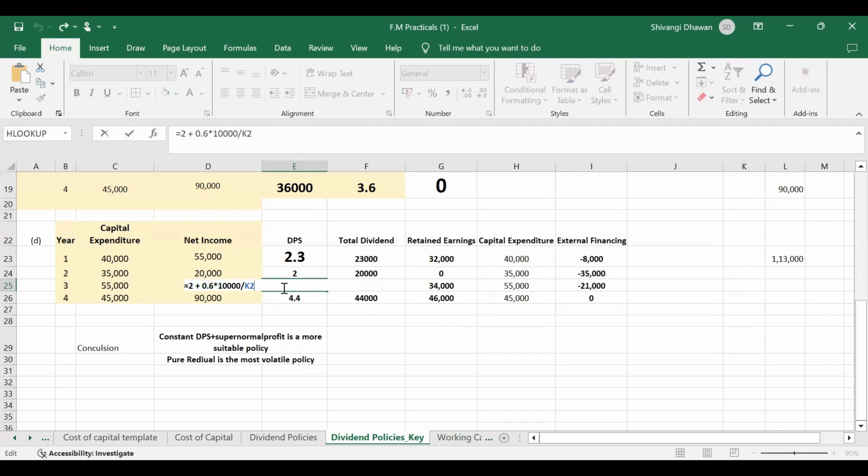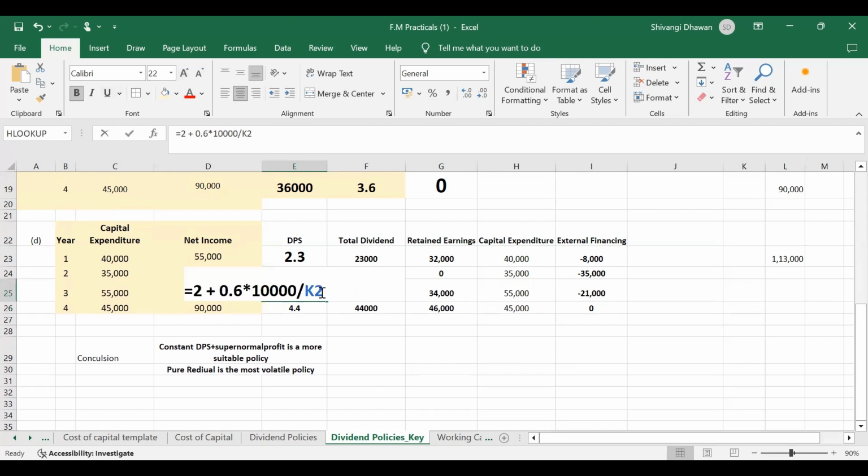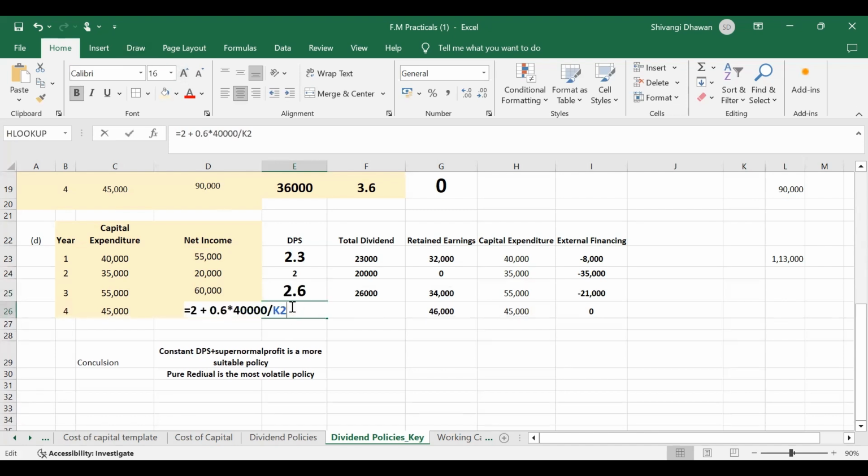So here we can calculate it as, if I zoom it for you, you can calculate it like this. 2 is fixed plus 60% of 10,000 whole divided by 10,000 will give you 2.6 as dividend per share. Similarly, here we are having 90,000, which is 40,000 above the limit, and we can easily calculate: 2 is fixed for us, 0.6, that is 60% of 40,000, that is our supernormal earnings, divided by the number of shares, that is 10,000, and we will get 4.4.